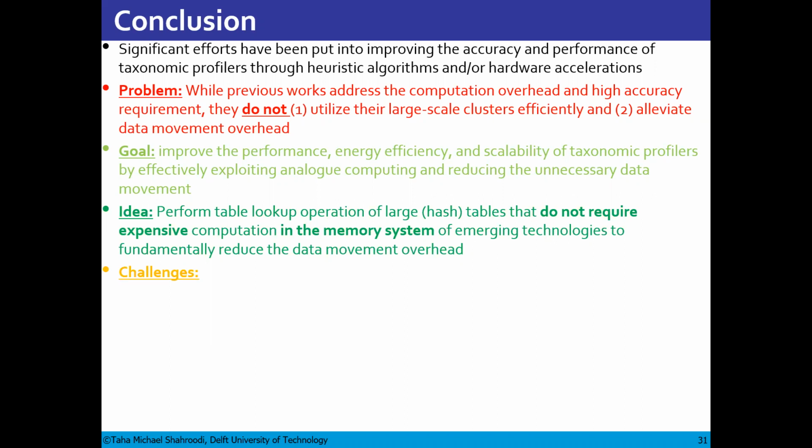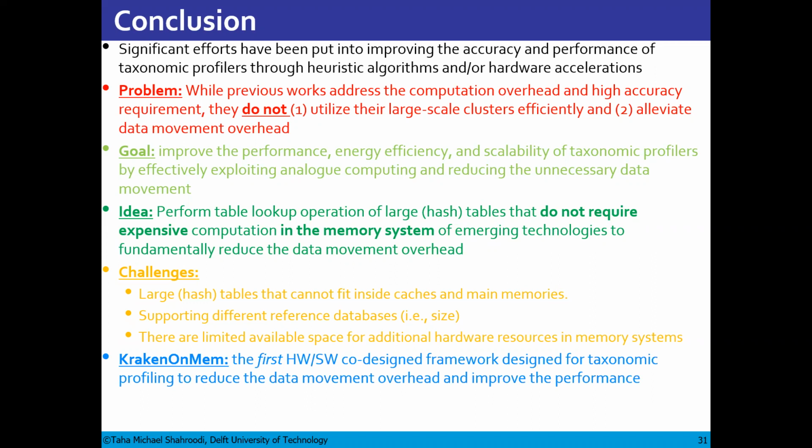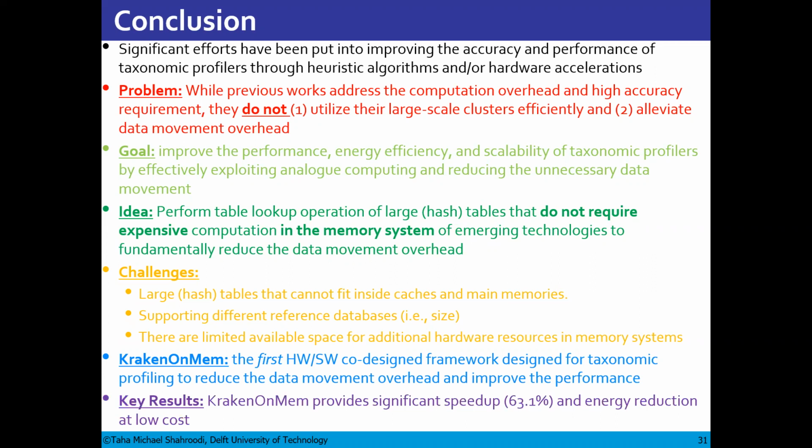However, table lookup inside memories is challenging because large hash tables of the target database cannot fit inside caches. Such a design should support hash tables with variable size keys and values, and there is limited available space for additional hardware resources in memory systems. To this end, we propose KrakenOnMem, the first hardware-software co-design framework designed for taxonomic profiling to improve the performance and reduce the data movement overhead. KrakenOnMem provides high performance and energy benefits compared to state-of-the-art hardware and software baselines at a low cost.